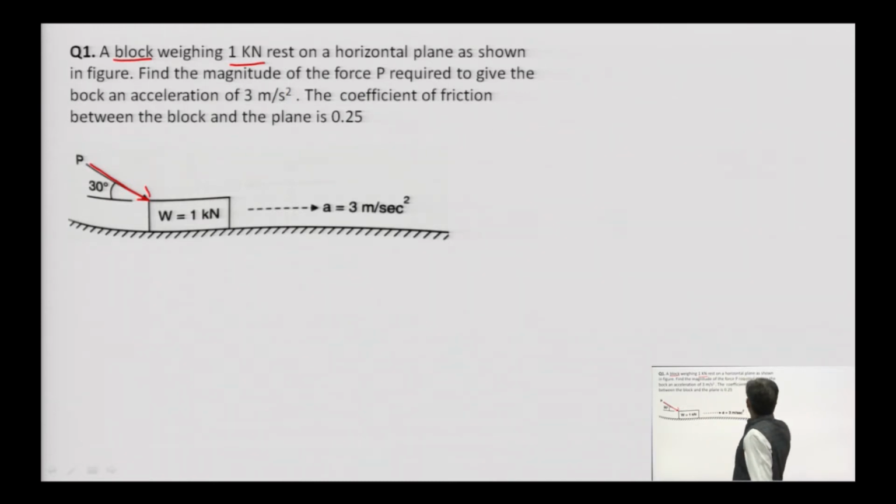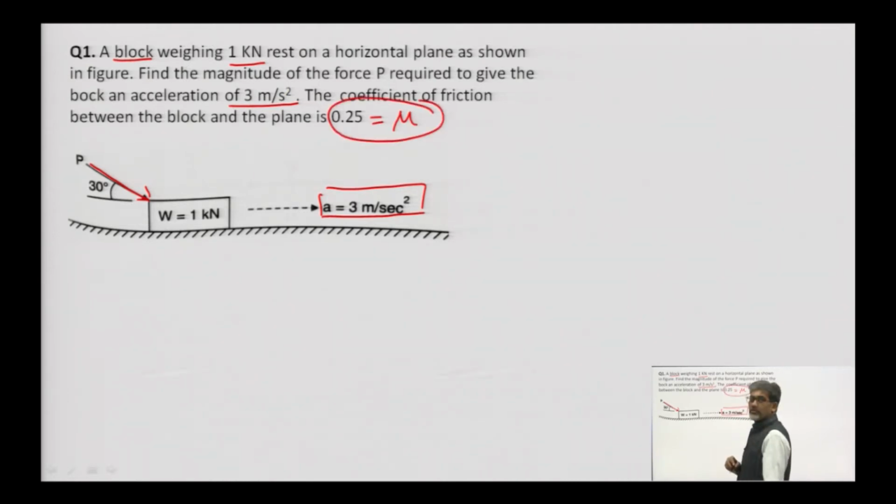Find the magnitude of the force P required to give the block an acceleration of 3 meter per second square, meaning we need to achieve this much acceleration. So, for this acceleration we need to find the value of P, when the coefficient of friction between the block and the plane is 0.25. So, we will use D'Alembert principle to find the value of P.